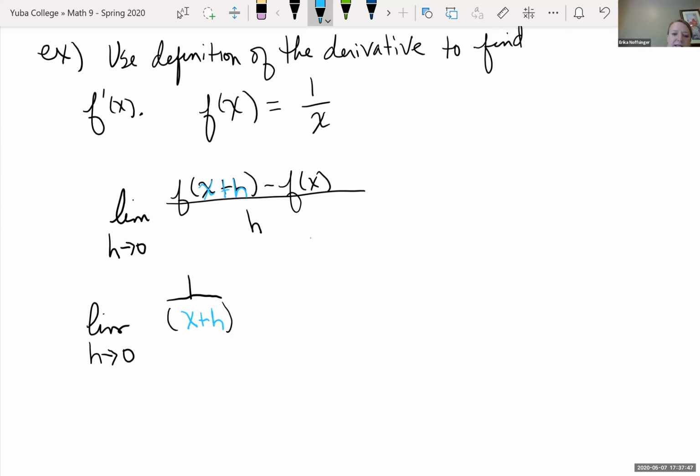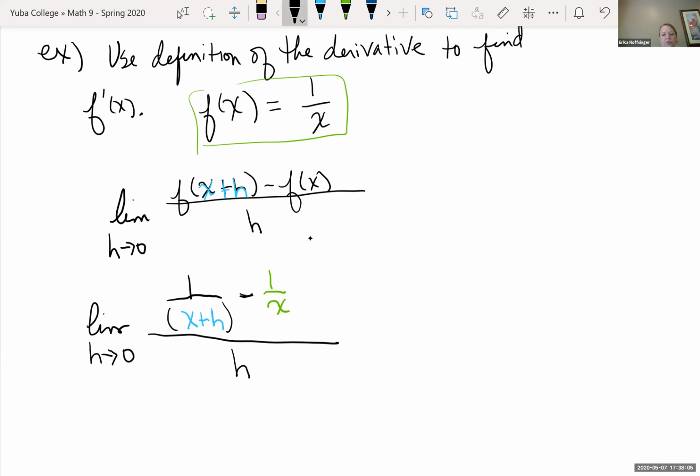So then it says to subtract off what f of x is. Well, f of x was defined to be 1 over x. So minus 1 over x, divided by h. Okay, so if we look at this and we go back in, we're going to plug in 0 wherever we see an h. But if we do that, notice in the numerator I have 1 over x minus 1 over x, which is 0. And if I plug in 0 into the denominator, I also have 0. So this was the indeterminate form again.